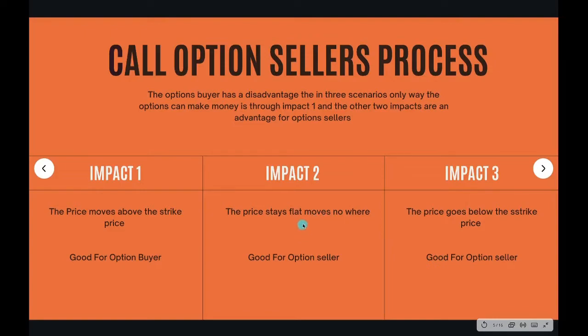In the second impact, the price stays flat, moves nowhere. Neither will it go up, nor will it come down. So that is where theta, time decay, plays a role. We'll talk about time decay in Greeks. For now, just understand it is good for the option seller because the option will lose premium. In the third one, the price goes below the strike price. Good for the option seller, correct? It is really good for the option seller because the price is going below, which means the premium is also losing its value. So 2 advantages for the option seller, 1 advantage for the option buyer.